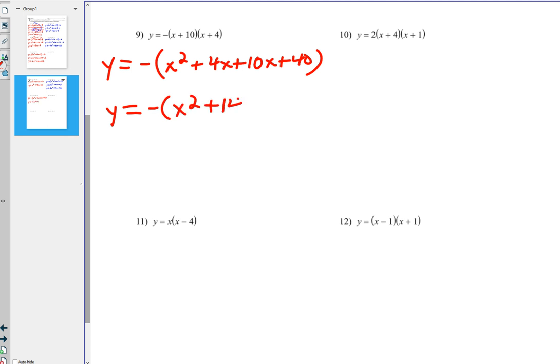So that would be 14x plus 40, and then what happens if I multiply any number times a negative 1, what happens? The signs change. So it just becomes negative x squared minus 14x minus 40. To the next one.